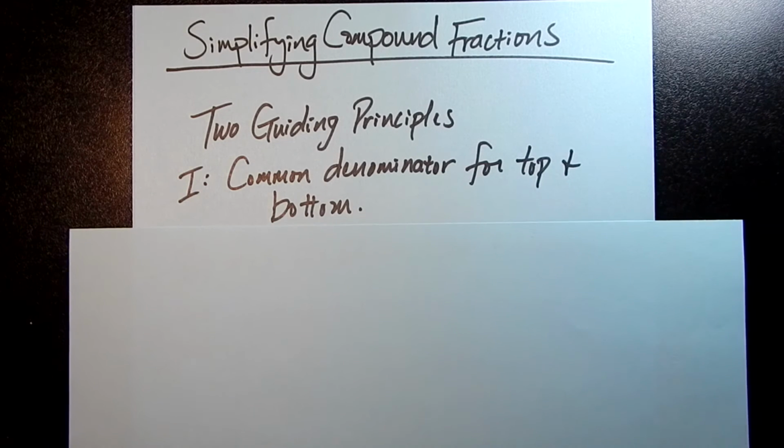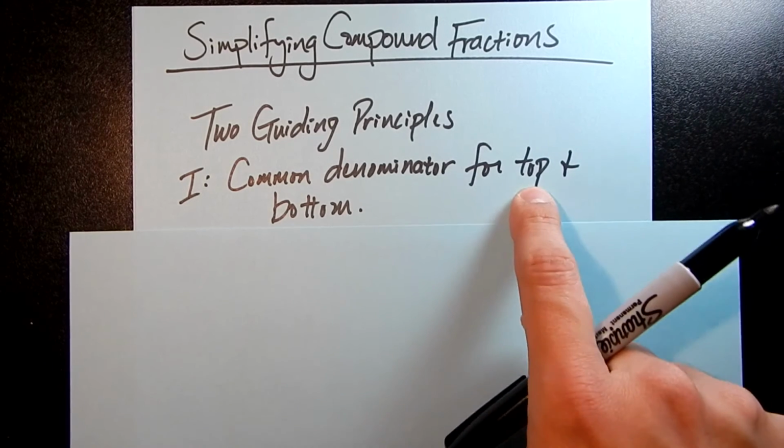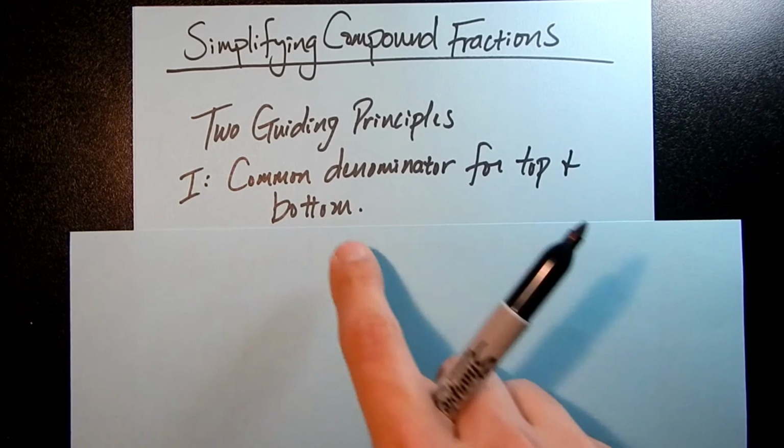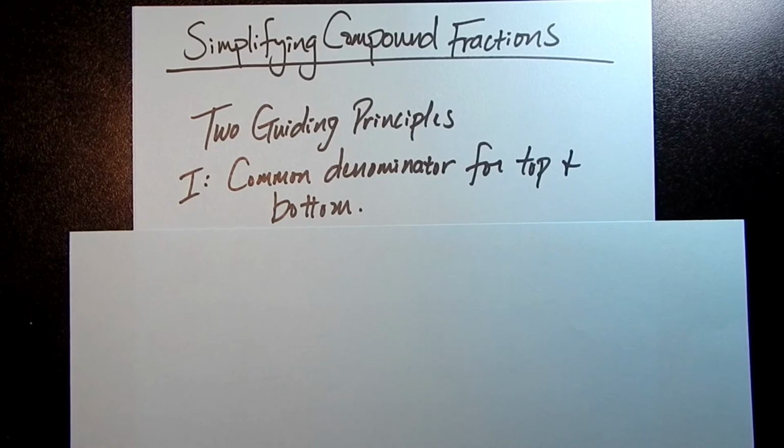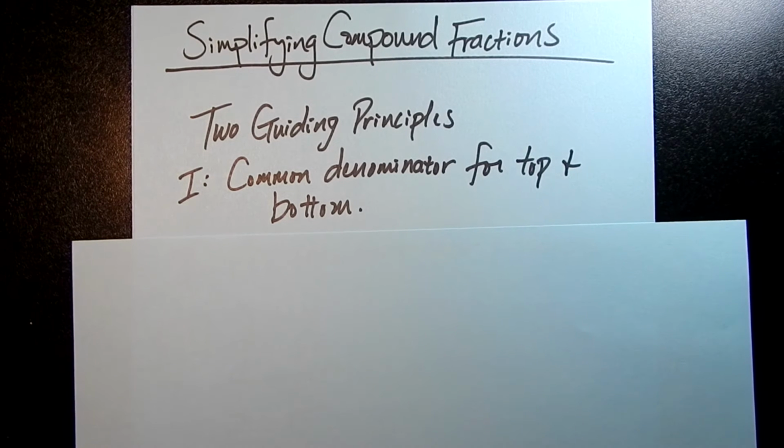The first one is just to find a common denominator for the top and the bottom. So the numerator of the compound fraction and the denominator of the compound fraction. You want to find common denominators for both of those. They don't necessarily have to be the same as each other, but they are going to be common for the top and common for the bottom.